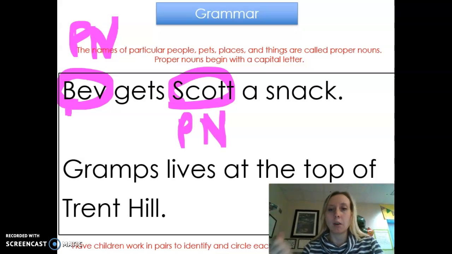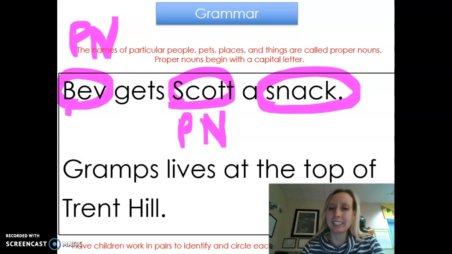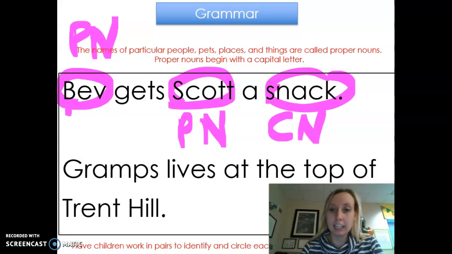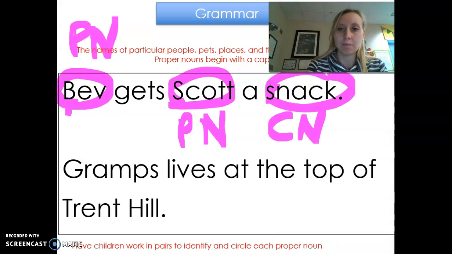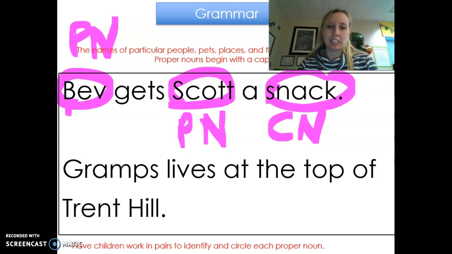A noun is a person, place. Did I list a place? No. And thing. Bev gets Scott a snack. My thing is a snack. Now, is snack capitalized? No. No capital. So this is a common noun. It could be any snack. It could be chips. It could be cookies. It could be cheese. Anything that you like to have for a snack. It doesn't really tell us. Okay, let's do one more. Remember, a proper noun has a name, a common noun doesn't. Here's our last sentence. Gramps lives at the top of Trent Hill.